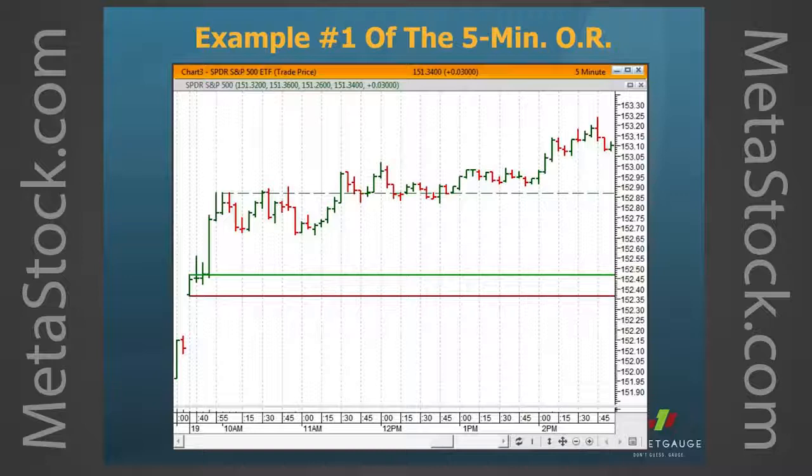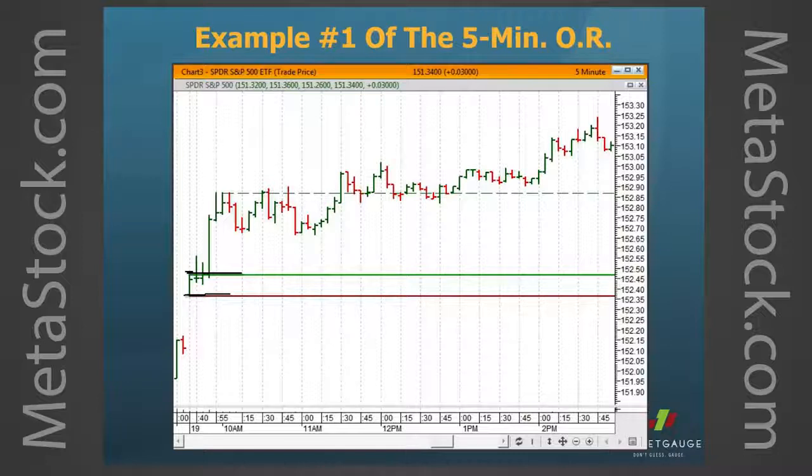But an equally powerful opening range is the first 5 minutes of the day. Again, we're looking at a 5-minute chart, and it is exactly what it sounds like. The 5-minute opening range is determined by the 5-minute high and the 5-minute low. We'll look at them for different strategies, but those are the two primary opening ranges that I'll look at.